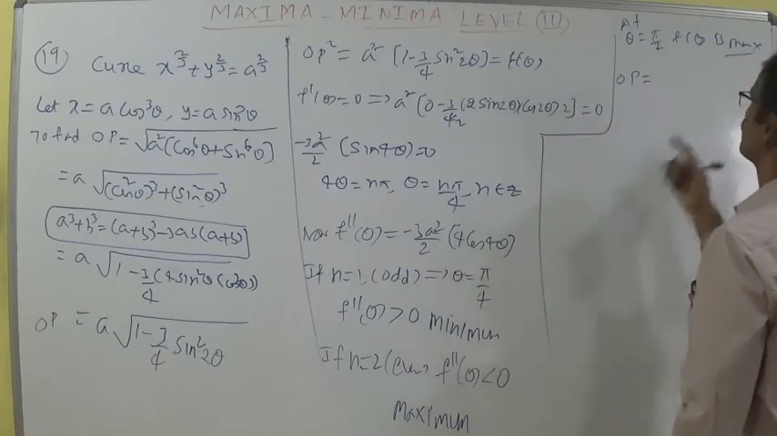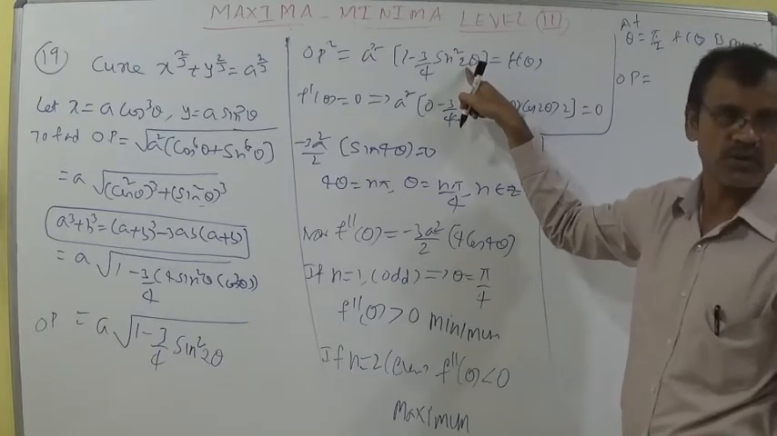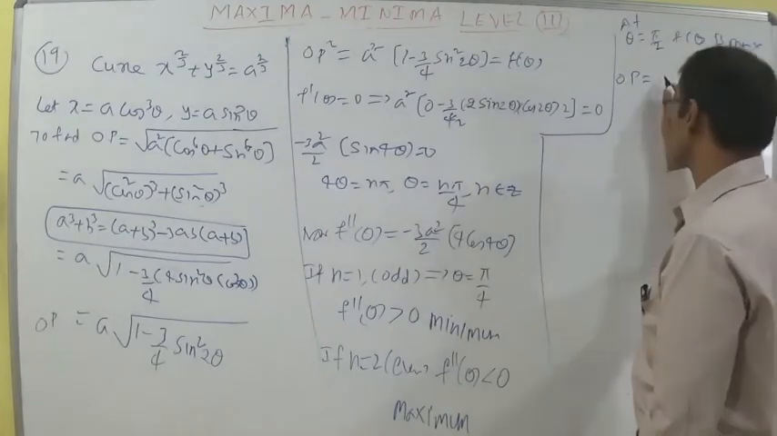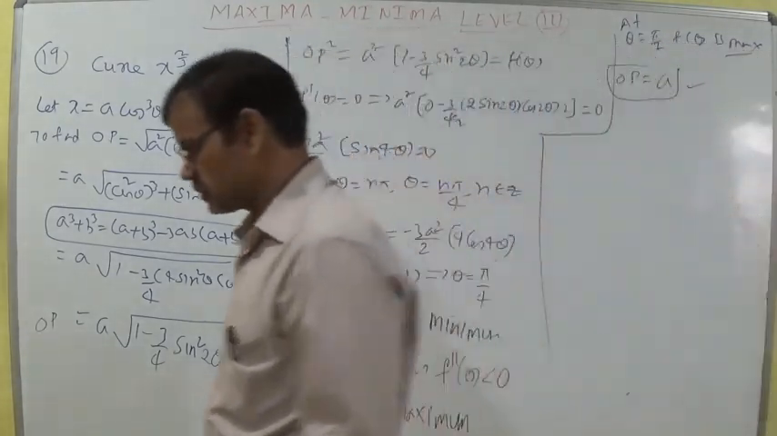OP is equal to, whenever theta is equal to 90 degrees, this is sine square theta, 2 theta is equal to 180 degrees, and sine 180 is always 0. So 1 minus it becomes 0. So OP is equal to, simply you can write here. This is the original process.